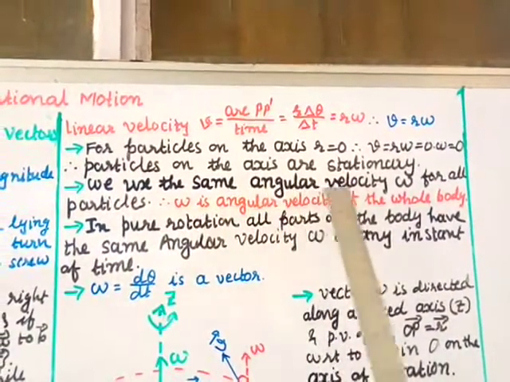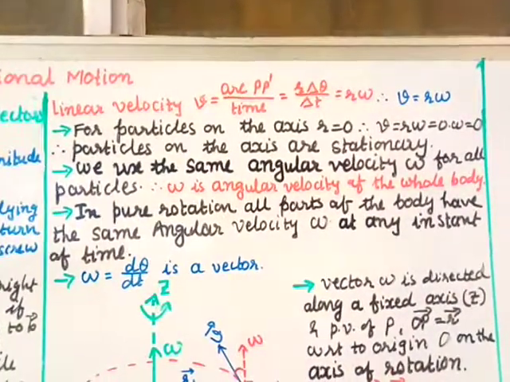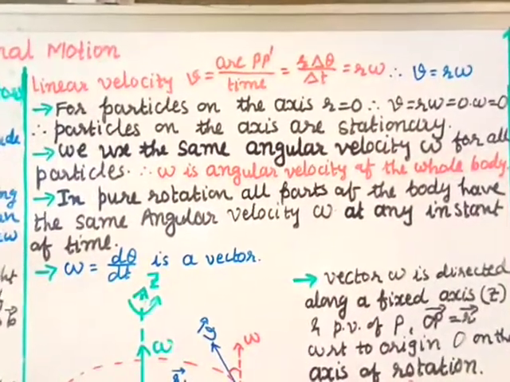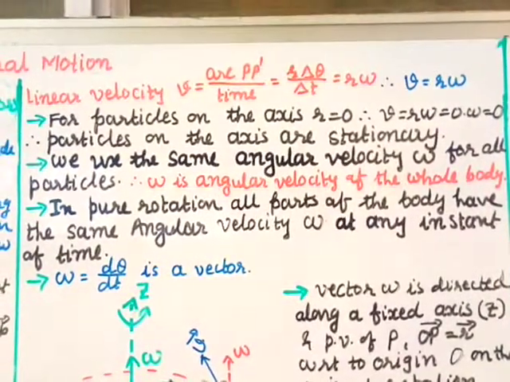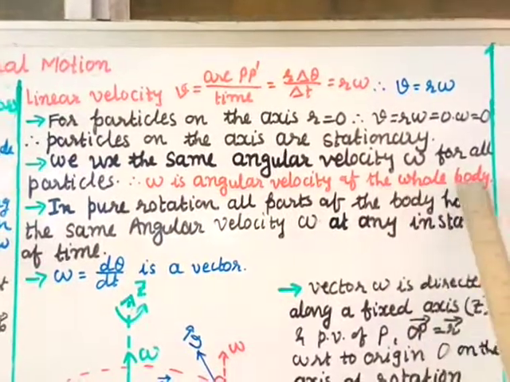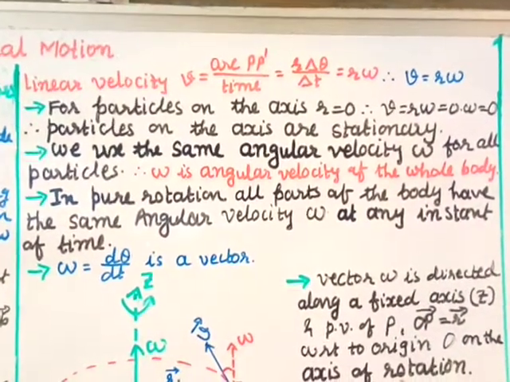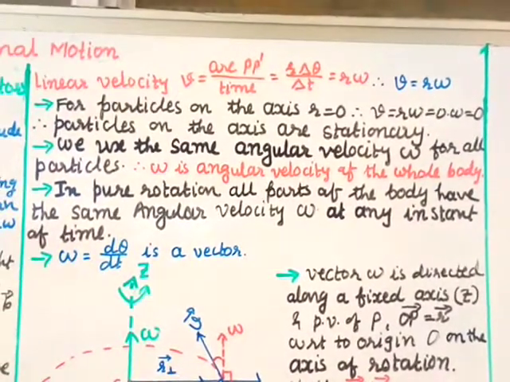We use the same angular velocity omega for all particles, and the angular velocity is not different for different particles in a rigid body. It will be the same for the whole body. Therefore omega is the angular velocity of the whole body. It will not be different for different particles. It will be the same for the whole body.